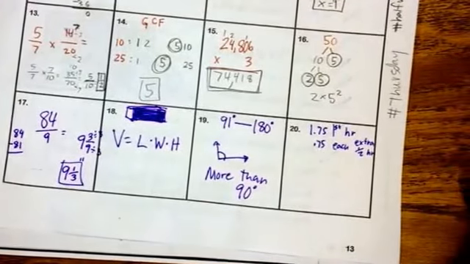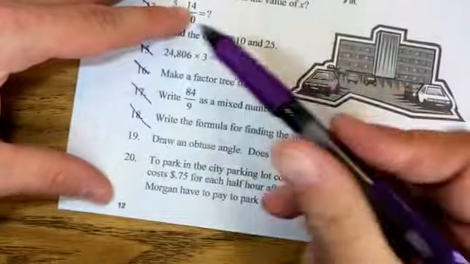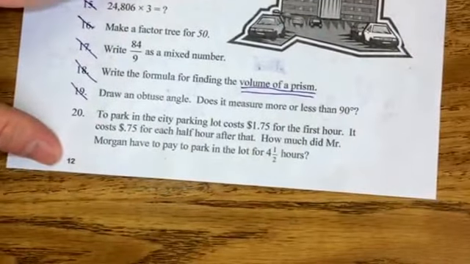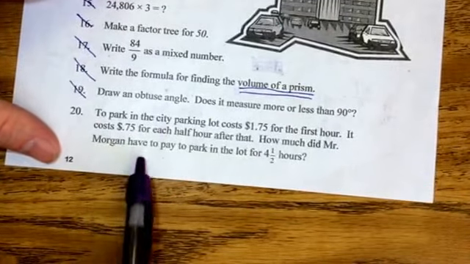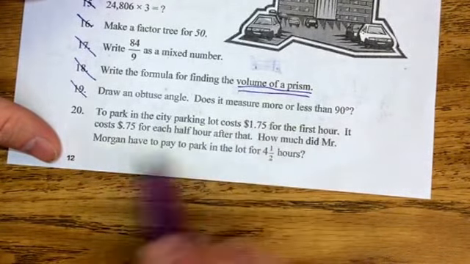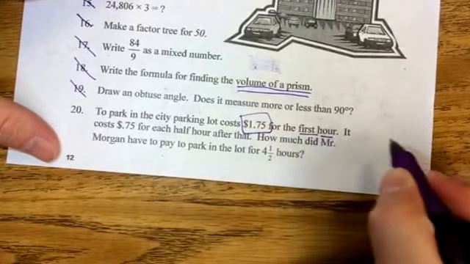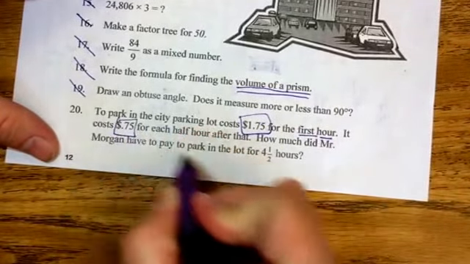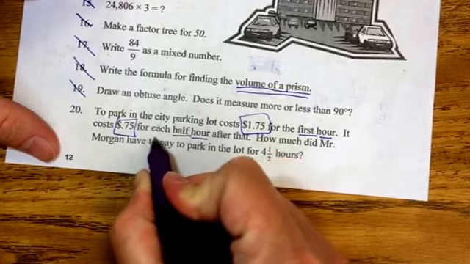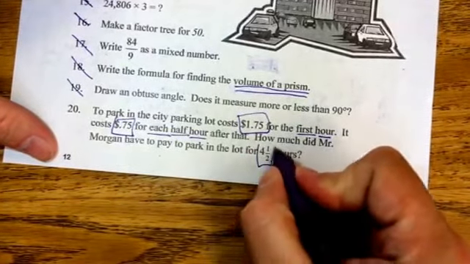All right, so last but not least, problem number 20. They want us to park at the city parking lot that costs $1.75 for the first hour, and then it costs 75 cents for each half hour after that. So how much did Mr. Morgan have to pay for the lot if he parked for 4.5 hours?